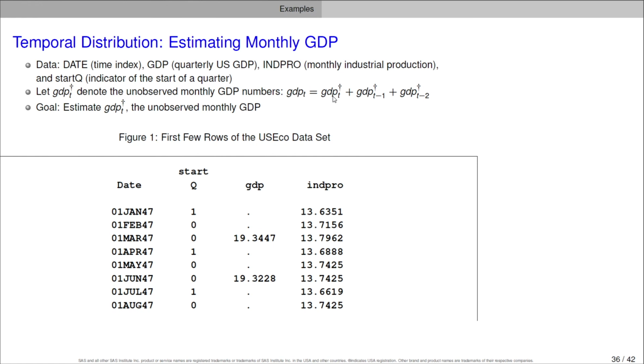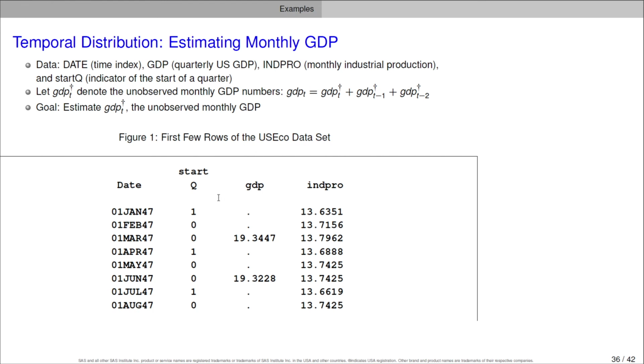In this case, we also have information available on the monthly industrial production. So the input data set that we will consider has this form. We have this date variable which indexes the monthly observations. The GDP variable, which is published quarterly, has missing values in the months where it's not published, and the value when it is published is non-missing like this. And monthly industrial production numbers are available every month.